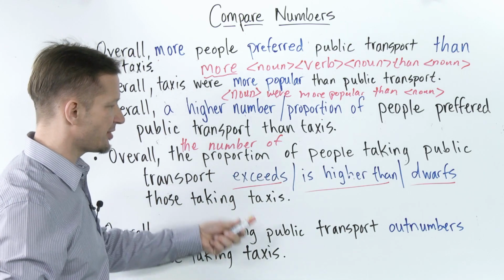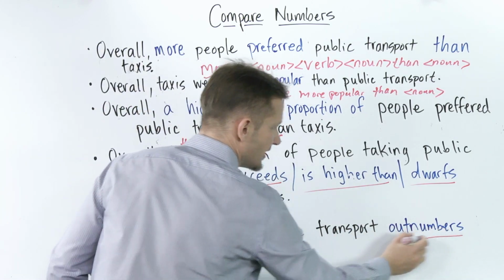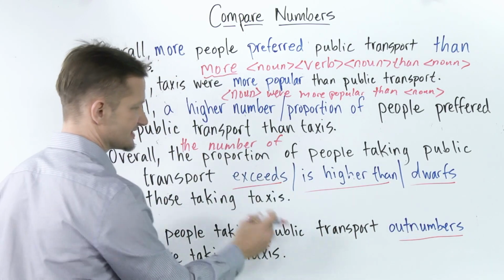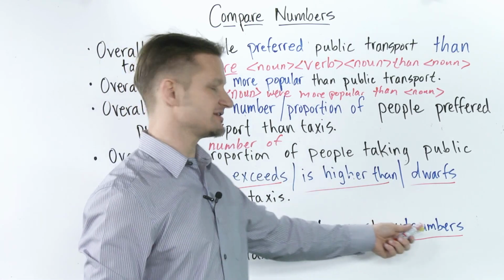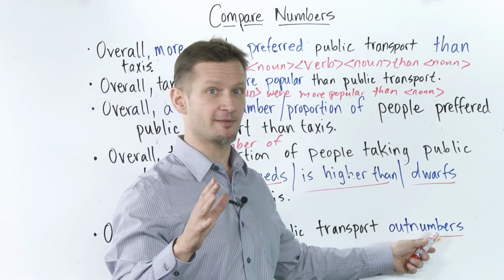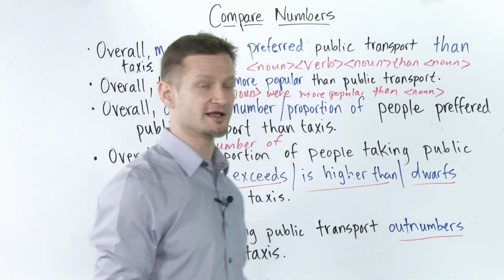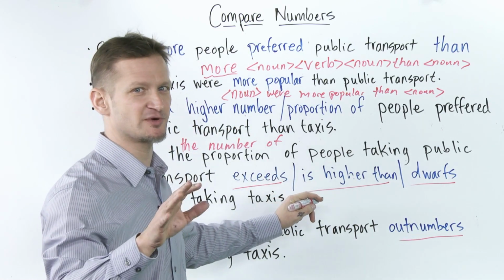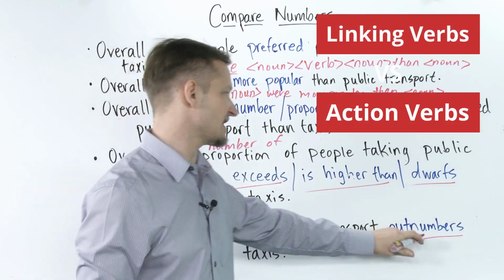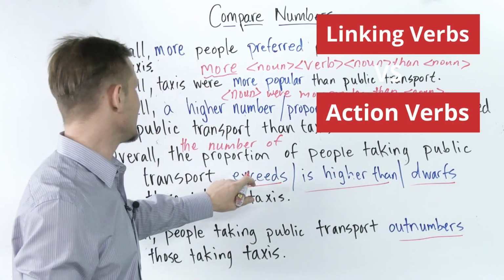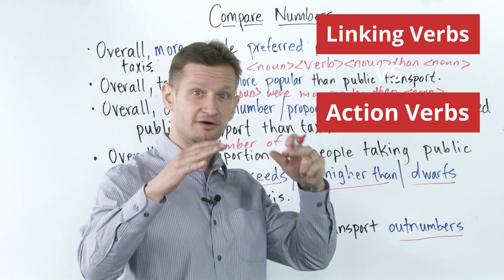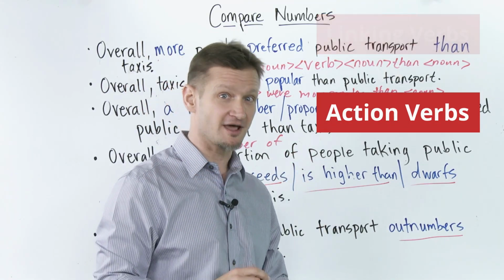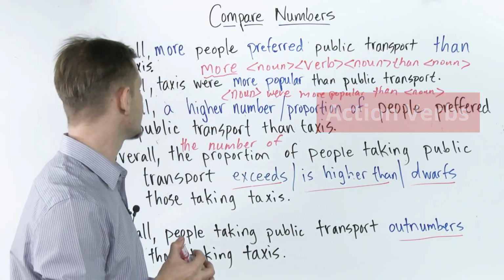Overall, people taking public transport outnumbers those taking taxis. And this is again a much higher vocabulary word than the rest. And if you notice it, it's really a difference between linking verbs and action verbs. Outnumbers, dwarfs, exceeds. These are better, these are higher level vocabulary because they're action verbs and not linking verbs.